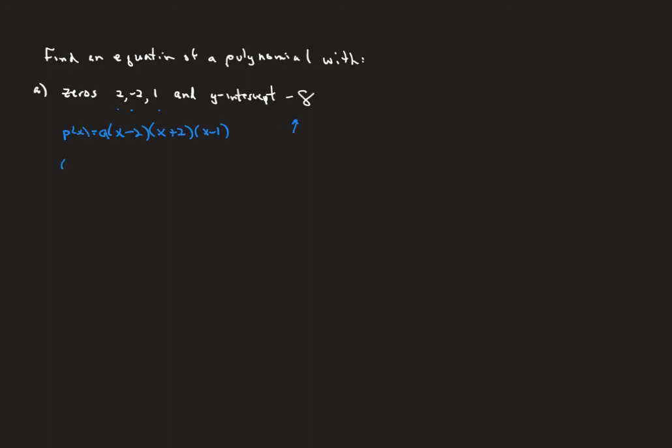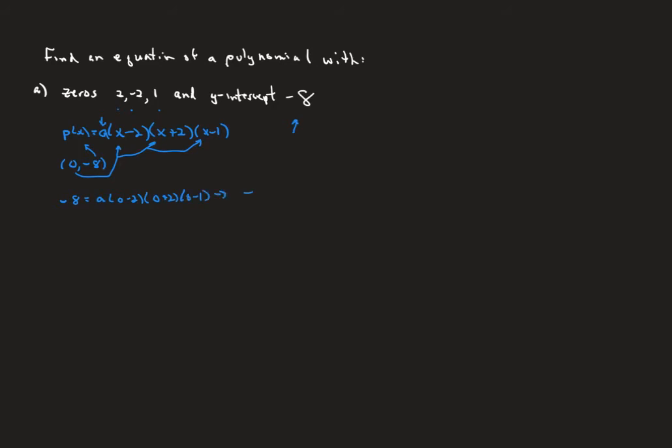That's telling us another value of x and a value of y that go together. That's saying that when x is 0, y is negative 8. So we are going to plug the negative 8 in for the y and the 0 in for the x's, and that will allow us to solve and find out what the a is. So I'm going to say negative 8 is equal to the a that I don't know yet, but we're going to find, and then 0 minus 2 times 0 plus 2 times 0 minus 1.